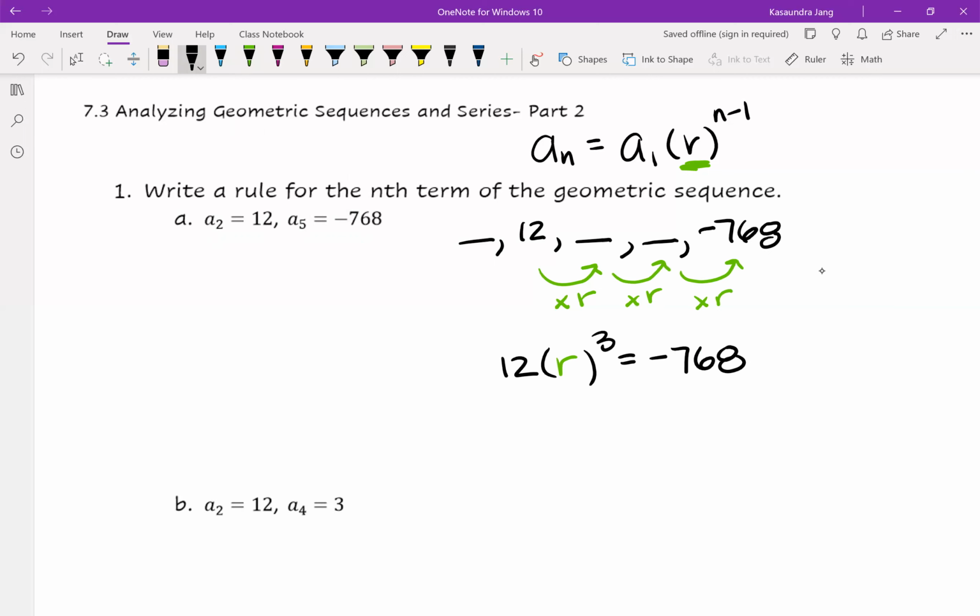Okay, so I have a single variable. Let's go solve for the R. I'm going to divide by 12 on both sides. Let's see. Negative 768 divided by a positive 12. I'm going to end up with a negative 64.